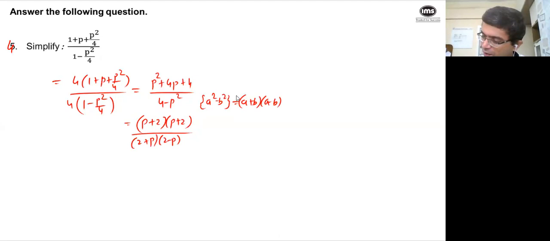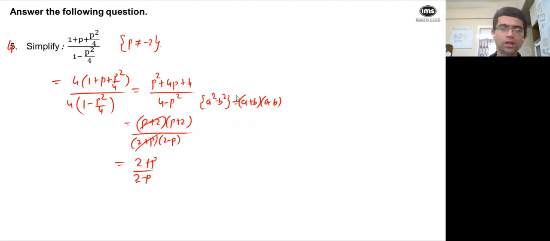So I can cancel p plus 2, p plus 2, only assuming that p is not equal to negative 2, otherwise you will not be able to. So p is not equal to negative 2, only then I will be able to cancel p plus 2 and p plus 2, otherwise the numerator cannot be defined, right? So the answer is going to be 2 plus p upon 2 minus p. Simple 3-step simplification, nothing in this beyond these 3 steps.